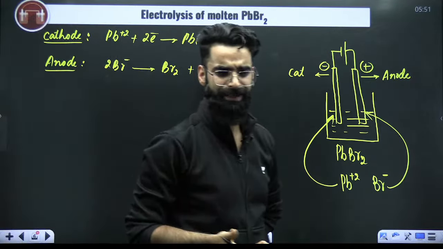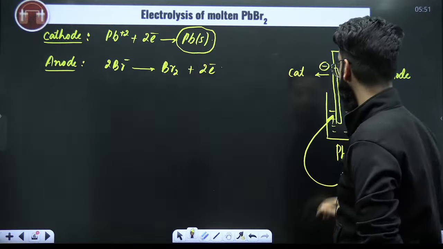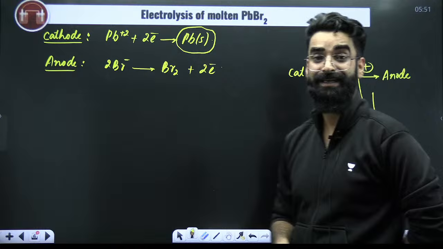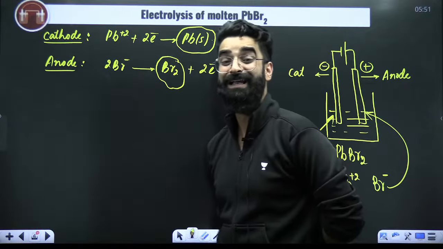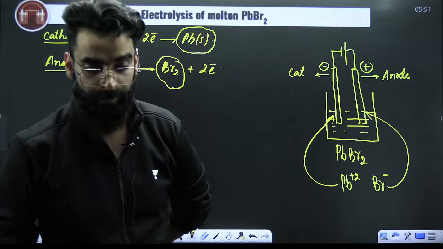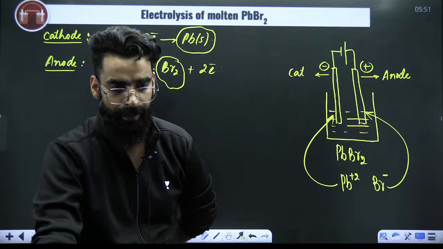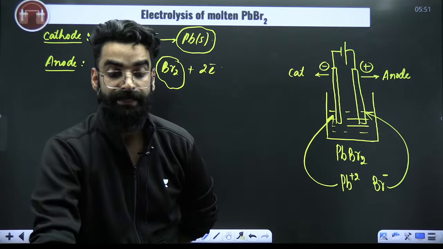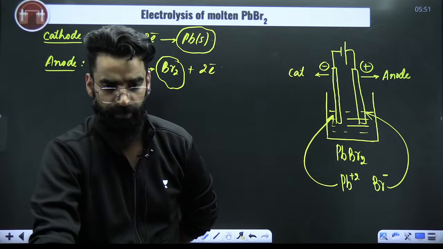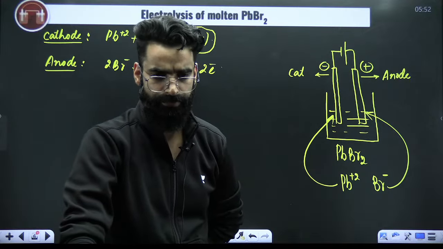So you'll directly say at cathode, lead is being deposited. And at anode, it is Br2 which is being liberated. Right? Simple, guys. So right now I'm doing the electrolysis of molten electrolytes. Perfect. I believe you can do the electrolysis of any molten electrolyte.